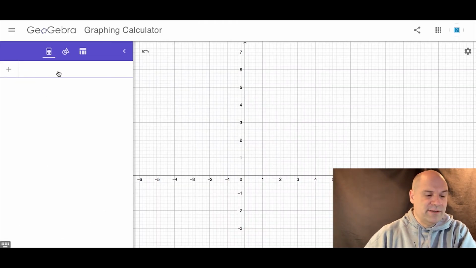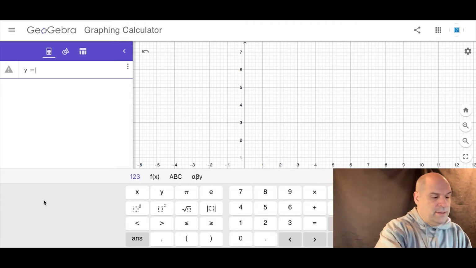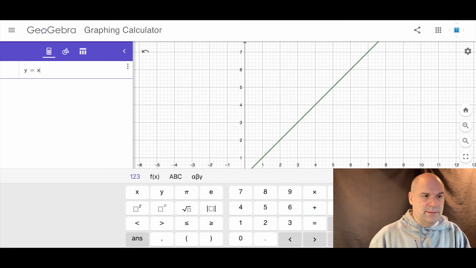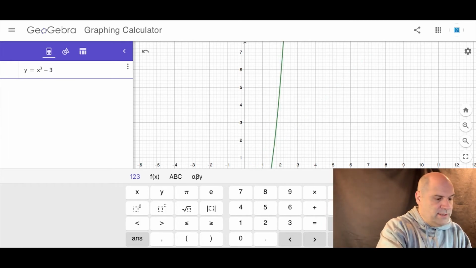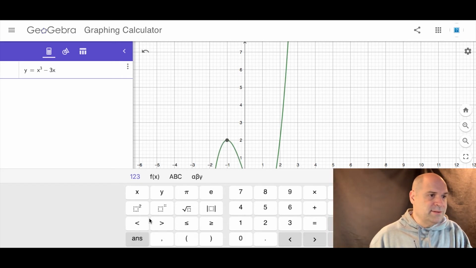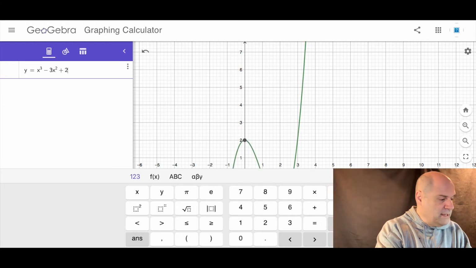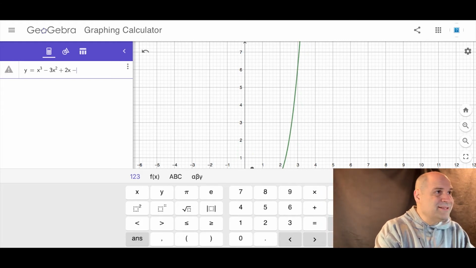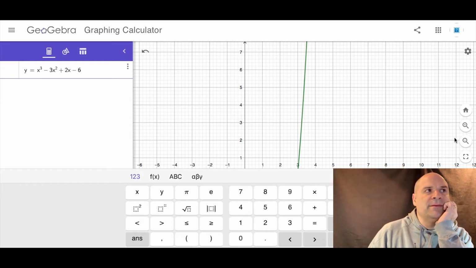So here's our graph. Y equals x to the 3rd minus 3x squared plus 2x minus 6. Okay, so let's see what this looks like.